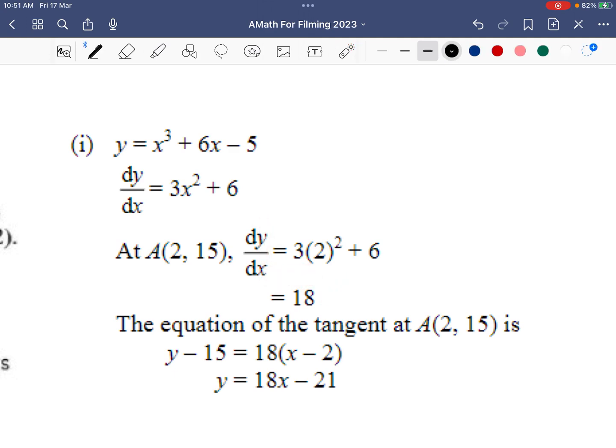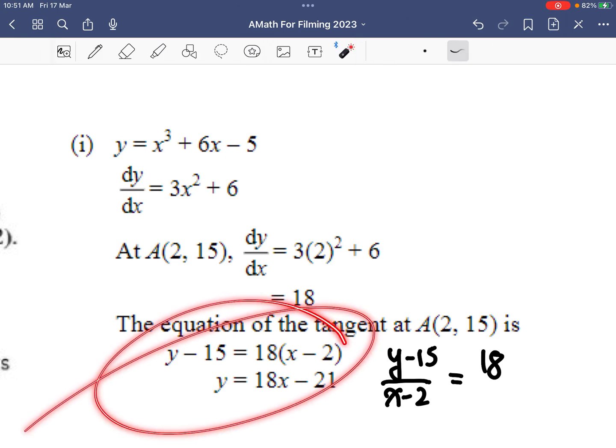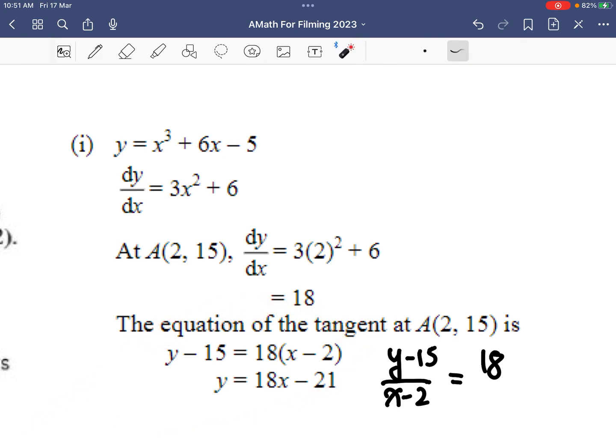So this answer does it a bit differently, but never mind. I can show you what I would have done. y minus 15, over x minus 2, is equal to 18. You solve it, or you rearrange the algebra, then you get y equals 18x minus 21.